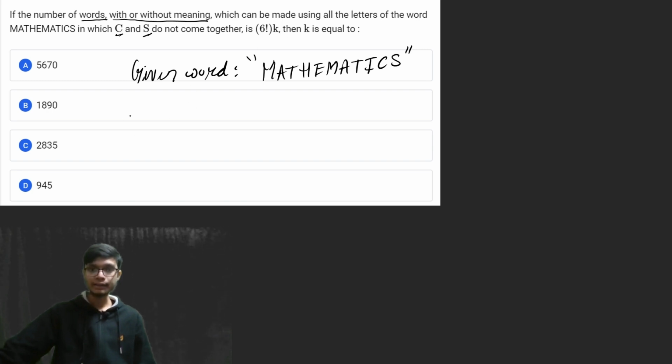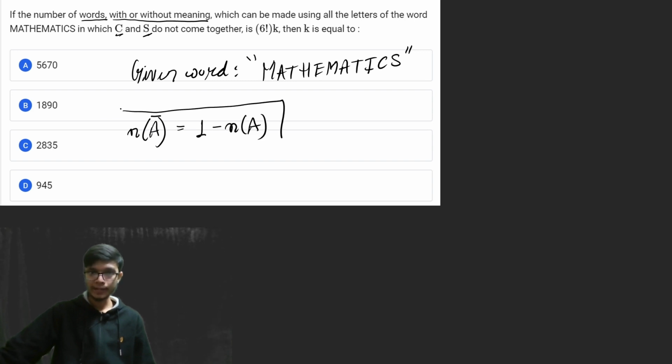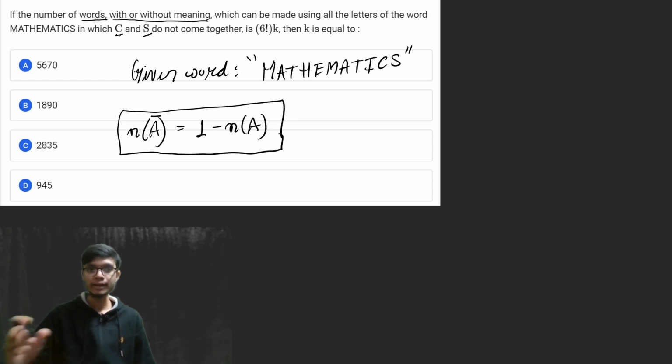There is another thing that you must also know. If we are given a set of event A, with cardinal number of set A, then the cardinal number of A bar, that is everything except set A, is equal to the total minus the cardinal number of set A. So the total number of words in which C and S are always together is not the required case. That means total minus the cases in which C and S are always together is the required answer.